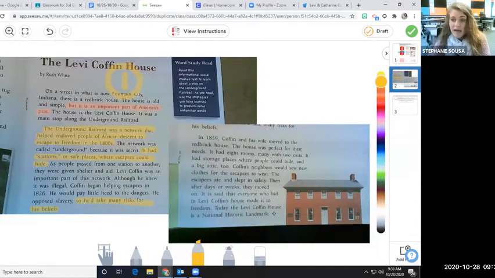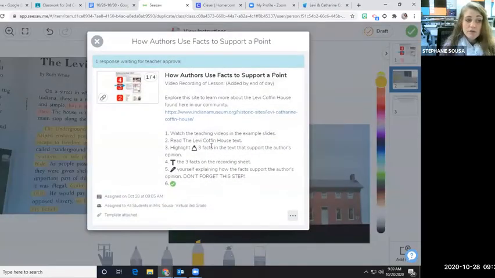Awesome. Okay, there are many more in here. I can see how it says that Coffin began helping escapees in 1826. So he helped inside of that house. And there are others as well. You do not need to have all of these. The directions asked you to find 3. So as long as you have 3, you're good.